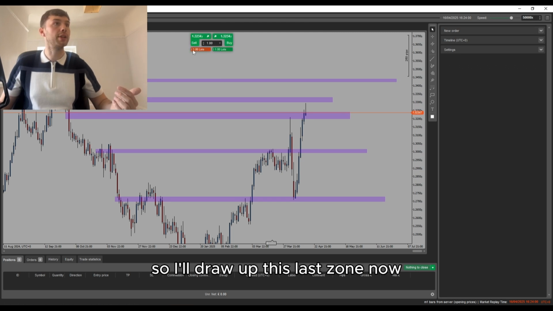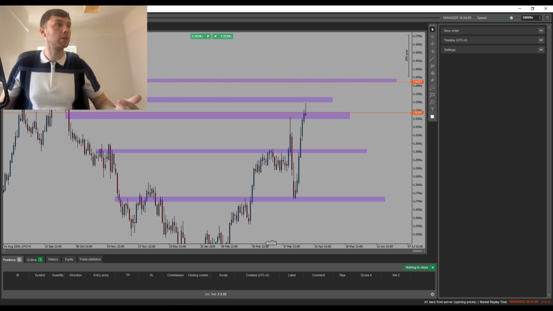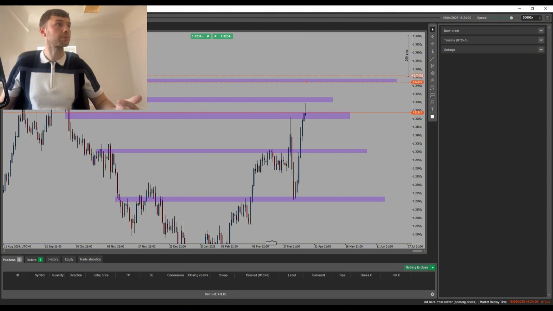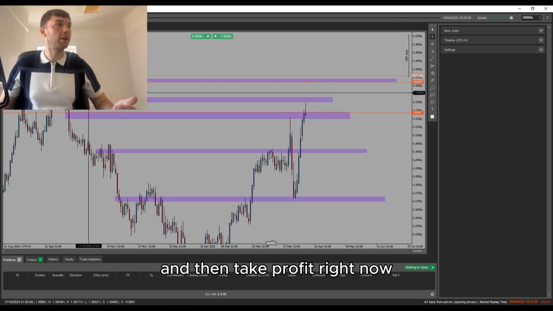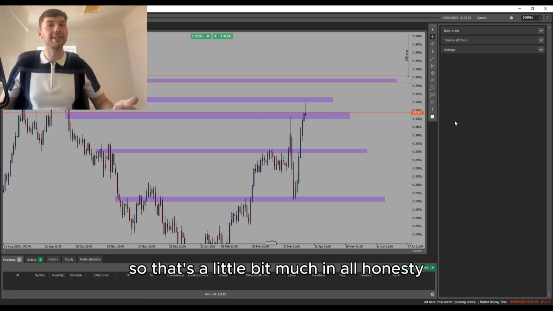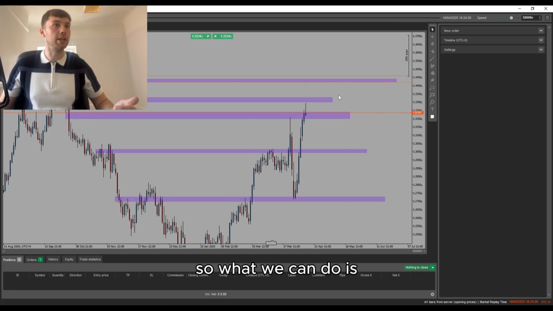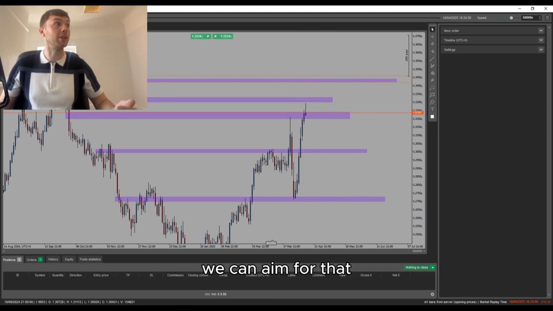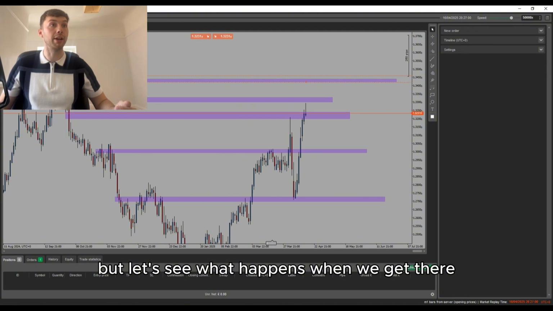So I'll draw up this last zone now. Go about there. And we can go for around about 40 pips. That's plenty of room. And then take profit right now. So that is around about 90 pips away. So that's a little bit much in all honesty. So what we can do is, if we do have a pullback like this one just before it, we can aim for that. But let's see what happens when we get there.